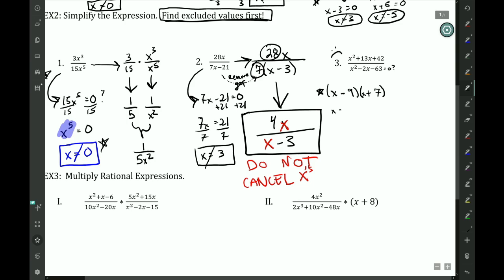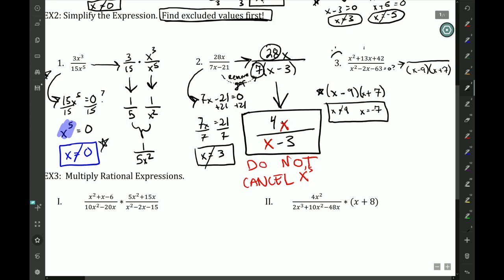So x cannot be 9, and x cannot be negative 7. Those two things are not allowed. Now, the whole idea of factoring here, some cool stuff kind of happens. I already factored the denominator into x minus 9 and x plus 7 when I checked. So checking for zeros automatically kind of helps you out.